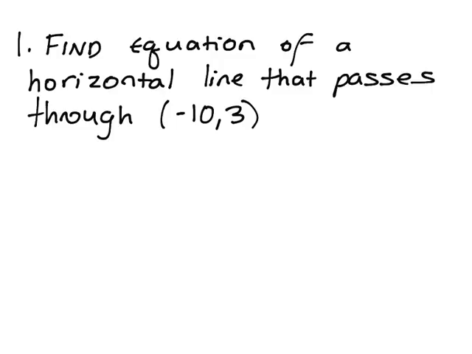Number 1. Find the equation of a horizontal line that passes through the point negative 10, 3. Now, a horizontal line looks like this. The slope of a horizontal line is 0 because y never changes. You can see that if we graph that, as we move along the x-axis, the y values for the points on the line never change, so m is 0. And we are given the point negative 10, 3.